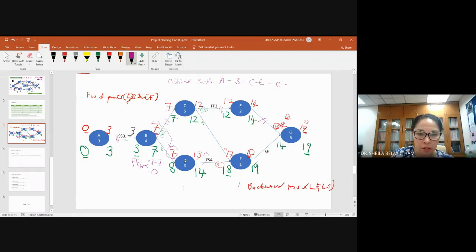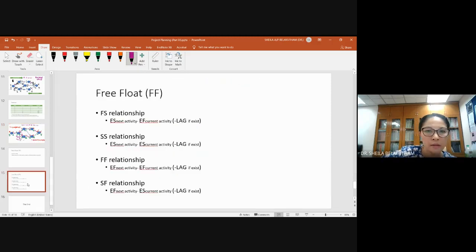If you are finding the free float for activity B to activity D, it is a finish to start relationship. We want to find, from the time B finishes before D starts, early start of the next activity 7, minus early finish of the current activity 7, equals 0. So early start of the next minus early finish of the current activity will give you the free float.